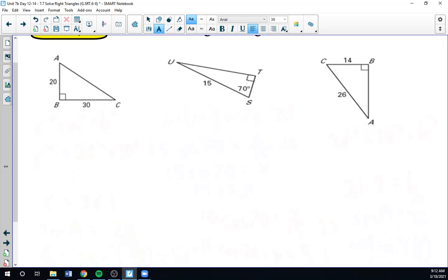So you should write down that A to B is given to be 20, B to C is given to be 30. Our right angle, angle B, is 90, since it's a right angle. To solve for the rest of them, let's take a look. I'm going to start by solving for A to C. You can start anywhere, but I'm going to start with solving for A to C.